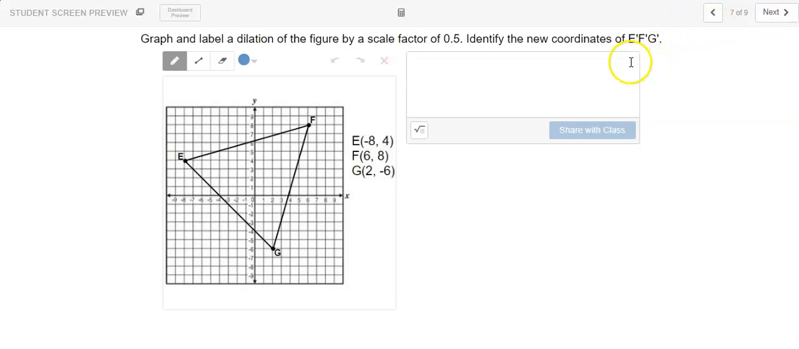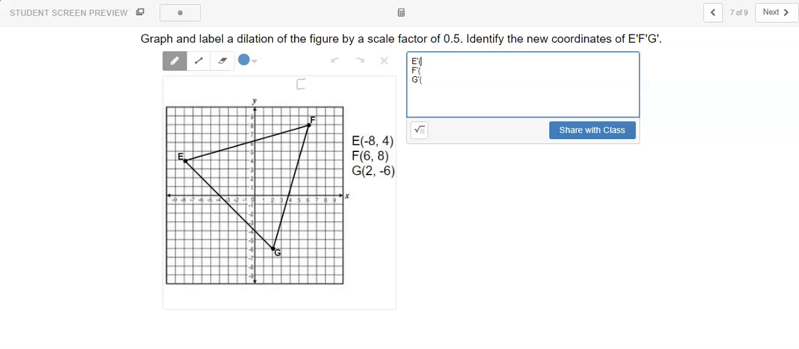Alright, so in this one, guys, it's easier to deal with the points. So I do want you to actually write the points in here. Remember, these are just apostrophes, the little prime marks that I'm just using apostrophes. So basically what I'm saying is I'm taking this and I'm dilating it by a scale factor of 0.5. So that means I'm going to take every value and multiply it by 0.5.